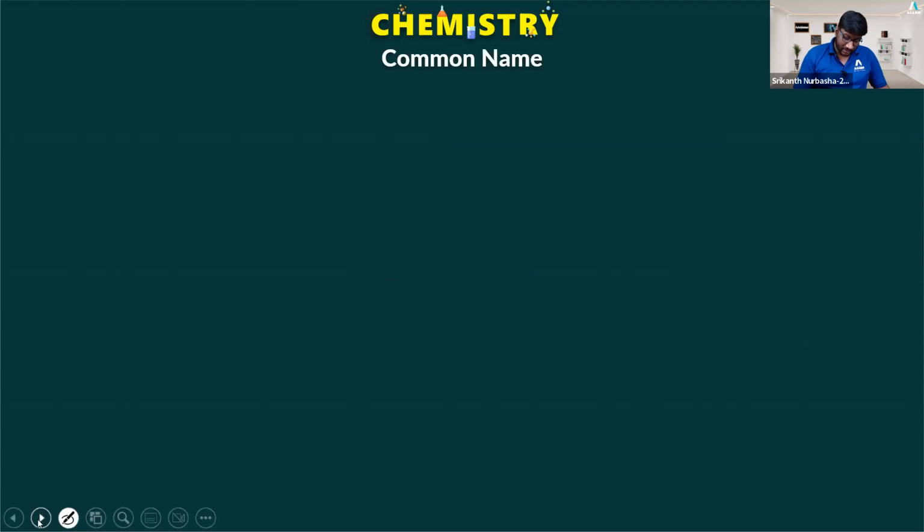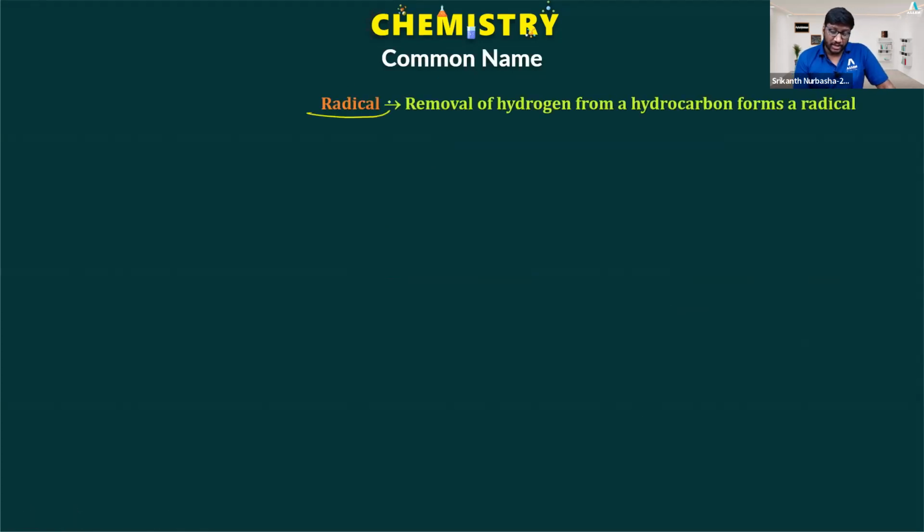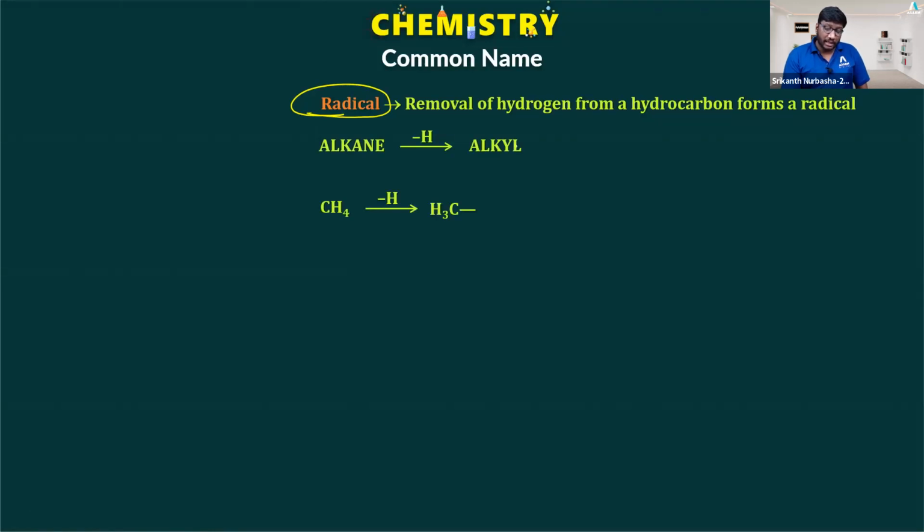Let us now look at the radicals. Radical here is not the free radical which you studied earlier, like free radical substitutions and free radical additions. Radical is a substituent. It is a group which is obtained by removal of hydrogen from a hydrocarbon. If we have methane and you remove a hydrogen, the methyl generated is a radical. Alkane minus H generates alkyl. CH4 minus H generates CH3, a methyl radical.